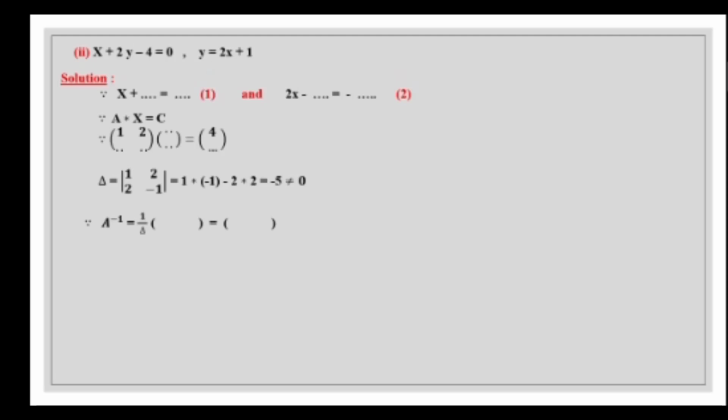Therefore, the matrix of the variables x and y equals the matrix 1 over 5, 2 over 5 and 2 over 5, negative 1 over 5 multiplied by the matrix C, which is 4 and negative 1. By performing this multiplication, we will get the matrix 2 over 5 and 9 over 5.